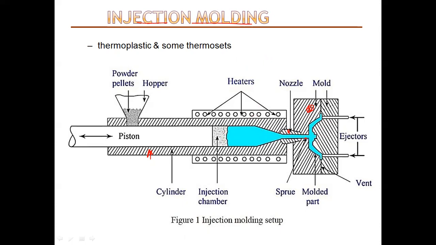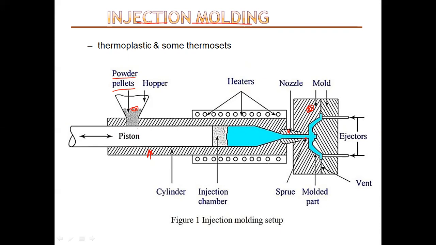Now let us see the steps. First step, here you can see in the hopper, the granulated or powder thermosetting plastic is fed. Whatever the powder or granules are, they are fed into the hopper. After this, the injection molding machine consists of a cylinder, which further contains a piston. Many times, at some places a piston is there, and at some places a rotating screw is there.